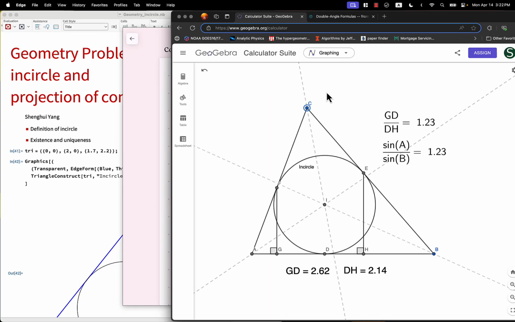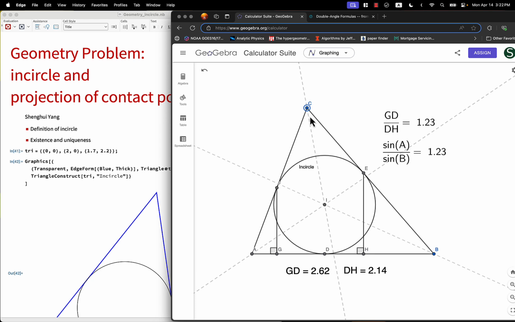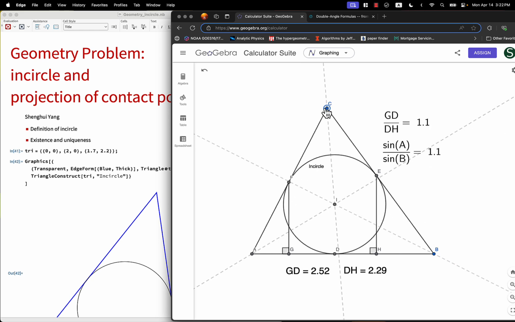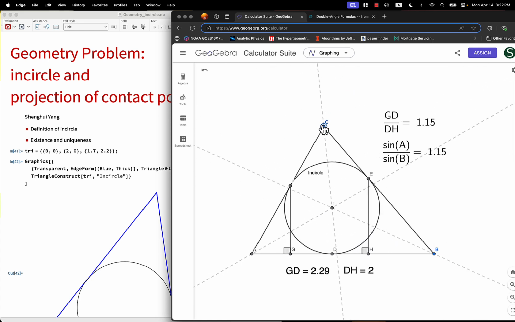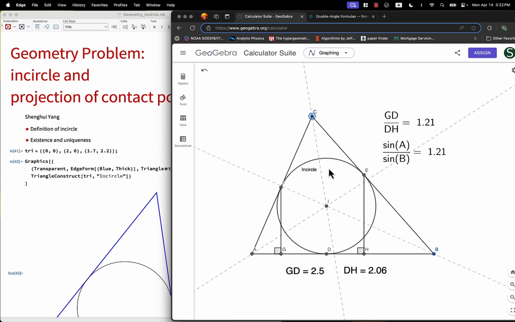Right. Today I would like to share a very interesting geometry problem with you. The configuration is actually quite straightforward. You have a triangle ABC, and C is a moving point. This shows all the possible configurations you can have, and we also draw the incircle inside.